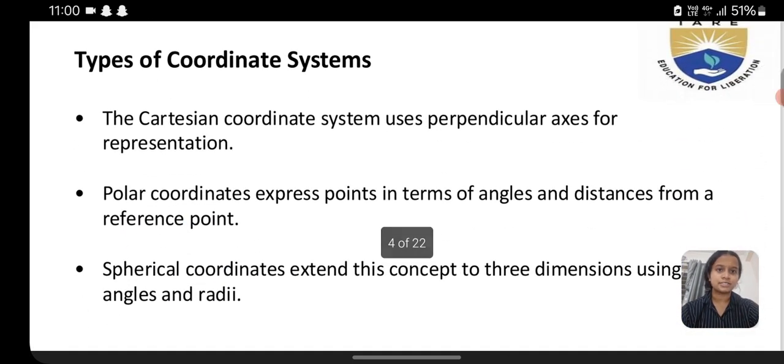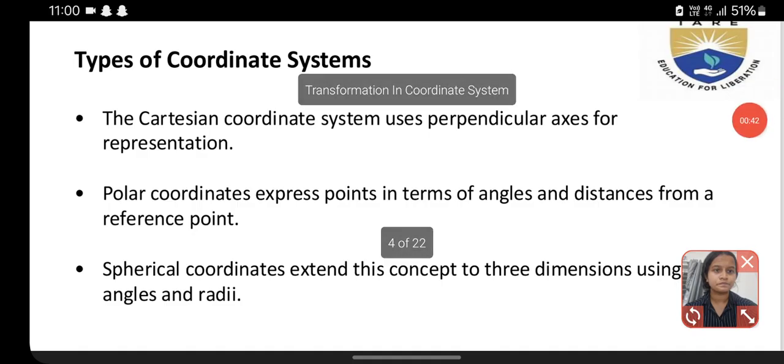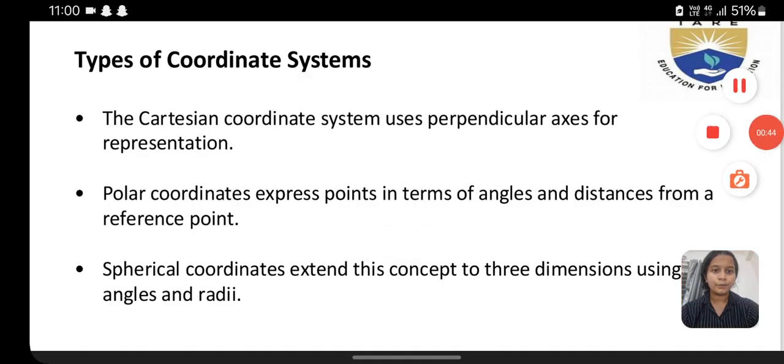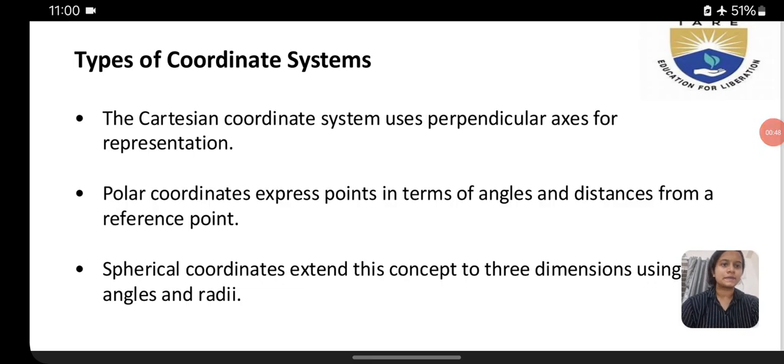Types of coordinate systems. The Cartesian system uses perpendicular axes for representation. Polar coordinate system expresses points in terms of angles and distances from a reference point. Spherical coordinates extend this concept to 3 dimensions using angles and radii.